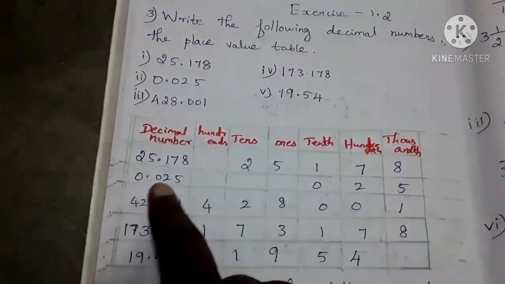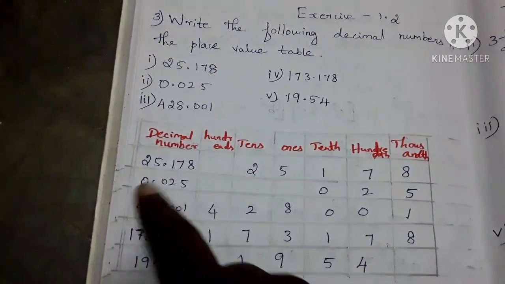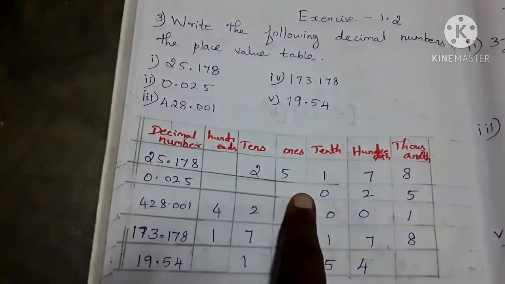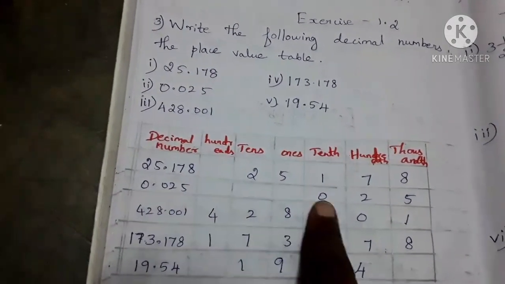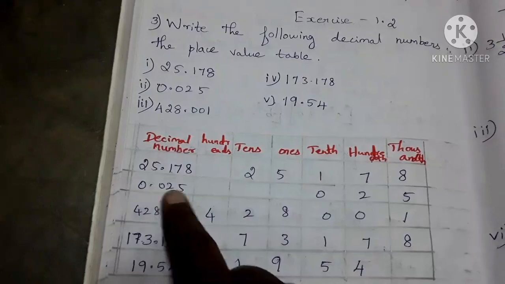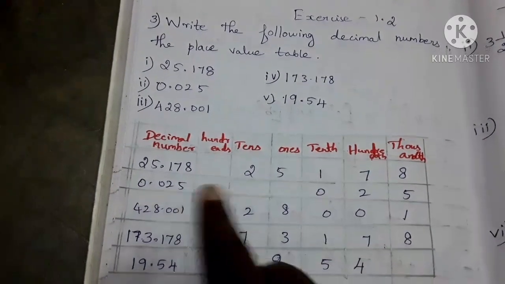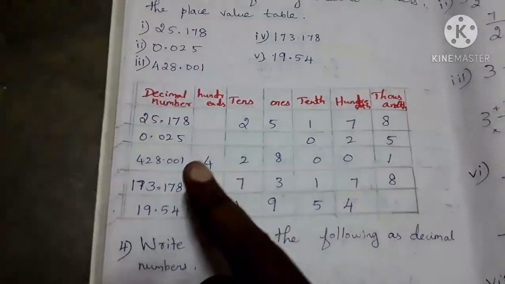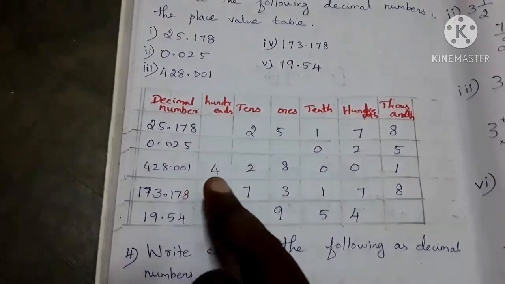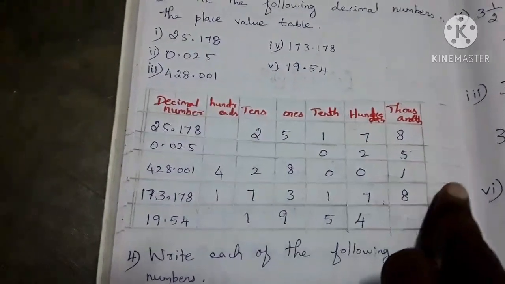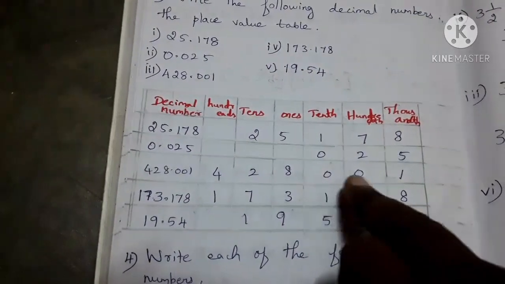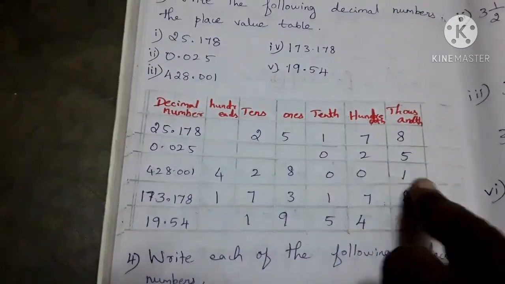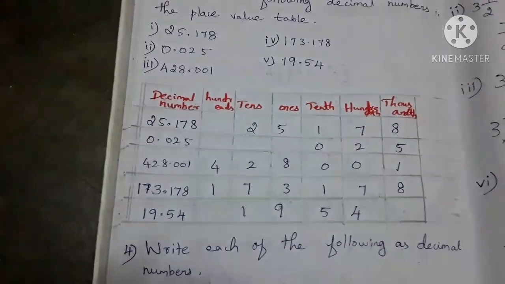Next, 0.025. So here there is no whole number, so we do not write any whole number places. In the decimal part, tenth place 0, hundredth place 2, thousandth place 5. Next, 428.001. We place it the same way: 428.0, tenth, hundredth, thousandth. Like that we have to place all the numbers.